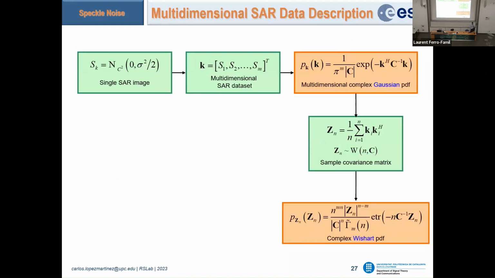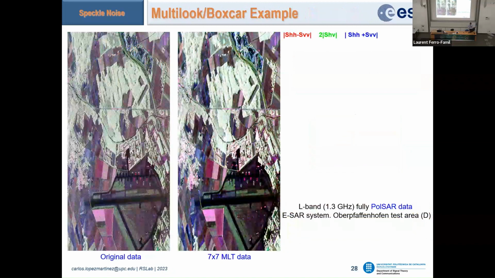So this is again a map of the distribution of the data. We start with single SAR images, the complex Gaussian distribution, we transform into multidimensional, we go to the Gaussian, we estimate the sample covariance matrix, and we end up with the complex Wishart distribution. So everywhere it is the covariance matrix that describes the statistics of the data. Okay, so let's go with some examples.